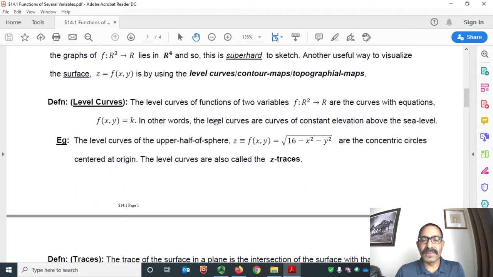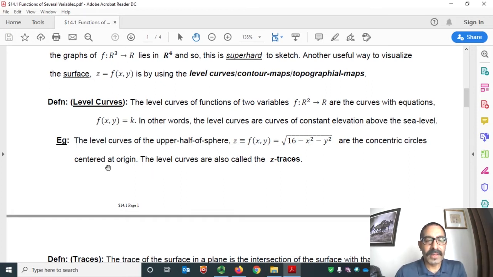The level curves of a function of two variables are the curves with equations f of (x, y) equals a constant. In other words, the level curves are curves of constant elevation above sea level. So that means on z equals f of (x, y), we put z equals a constant. That means z equals a constant gives us the altitude of that surface.